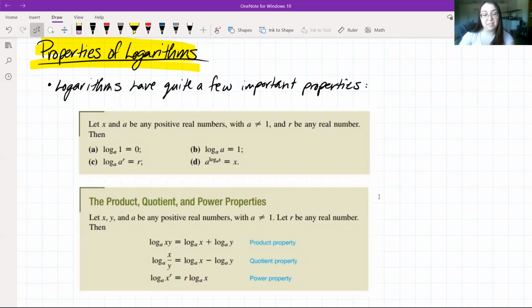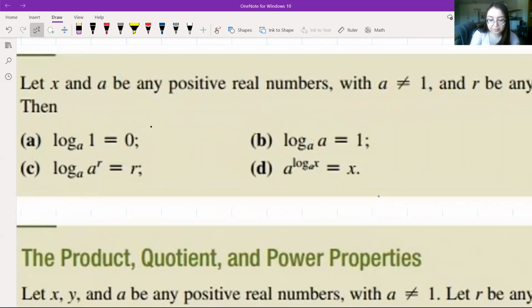So for our first part here, we have let x and a be any real positive numbers, and a can't be equal to 1, and r will be any real number. Then we have our 4 properties here. So log base a of 1 has to be equal to 0. And this is because we know anything to the 0 power has to be equal to 1. So if we're saying log base a of 1 is equal to 0, we know that 0 is our y, or our exponent, a is our base, and so 1 has to be our answer.